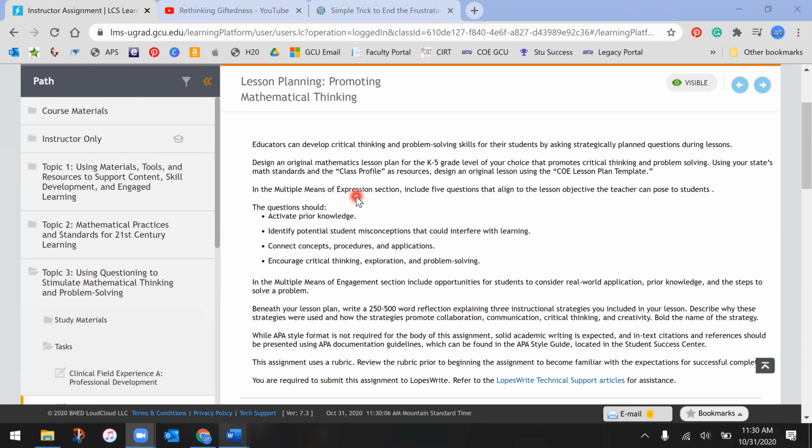When you're also looking at that multiple means of engagement section, you want to include opportunities for students to consider real world application, prior knowledge, and the steps to solve a problem.